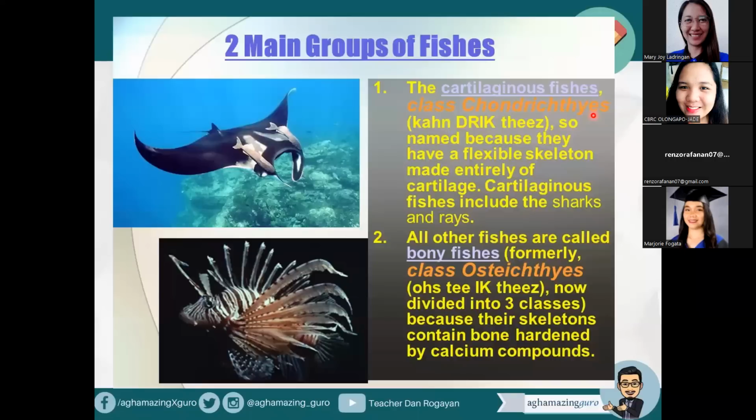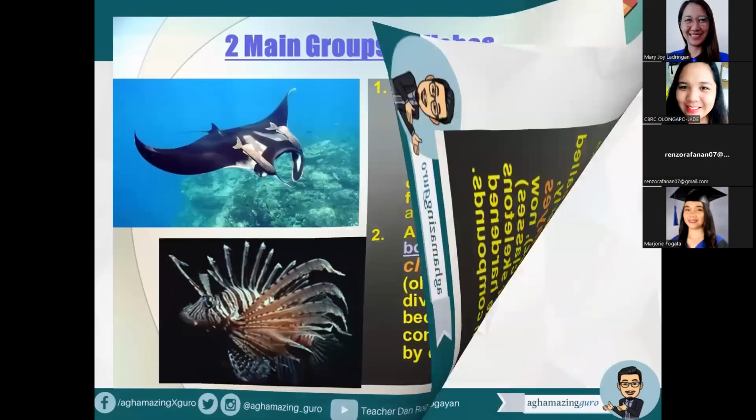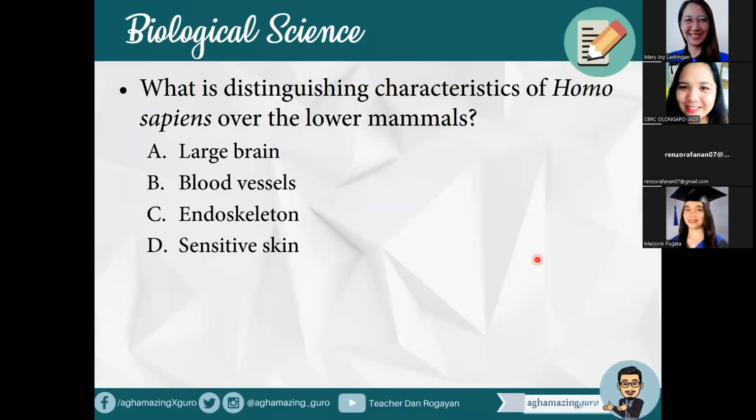Yeah, matatandaan. All right. Yeah. Okay. What is the distinguishing characteristics of Homo sapiens over the lower animals? A, large brain, B, blood vessels, C, endoskeleton, D, sensitive skin. Okay, what's the answer?